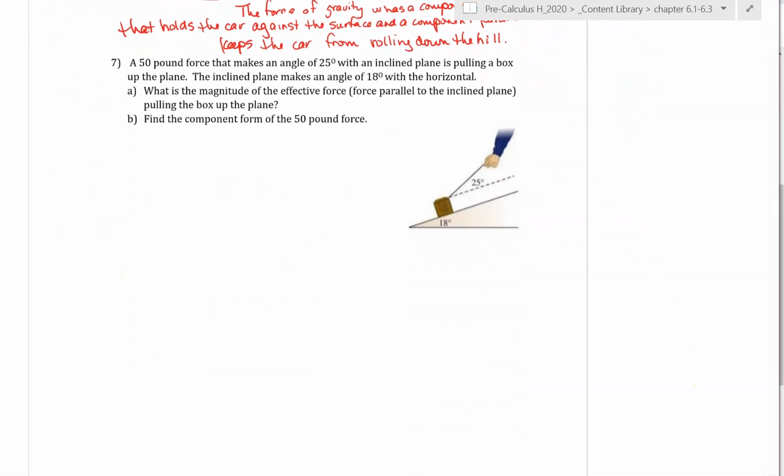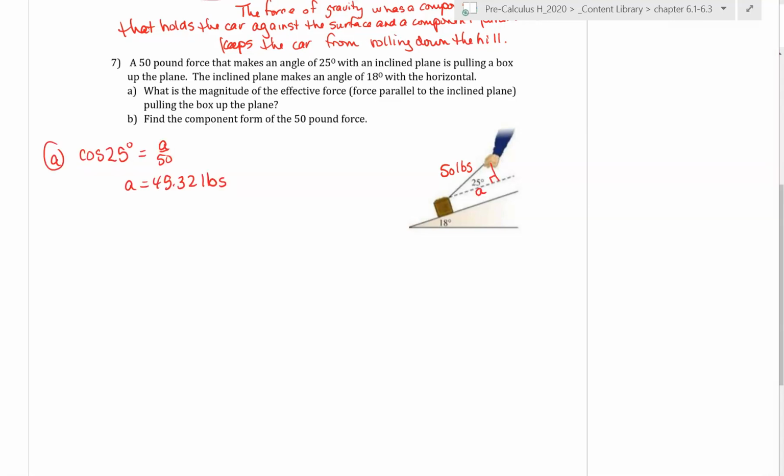A 50-pound force that makes an angle of 25 degrees, yes, there we go, so this is 50 pounds of force right here, is pulling a box up the plane. The inclined plane makes an angle of 18 degrees with the horizontal. So go ahead and pause the video and try part A.